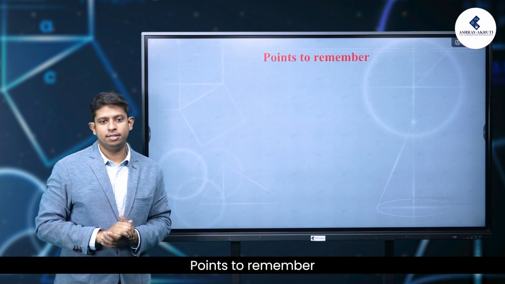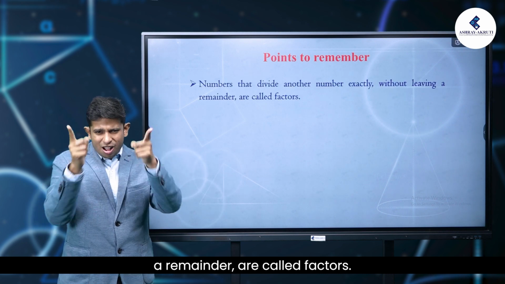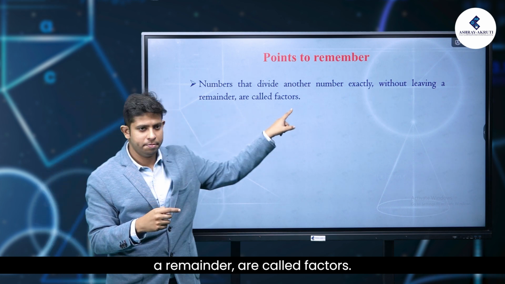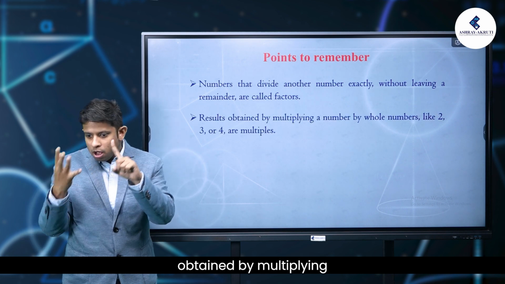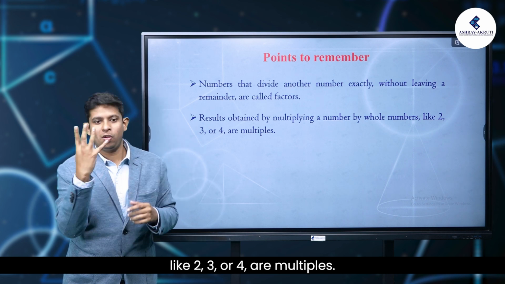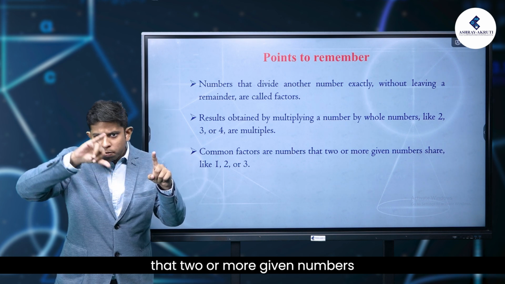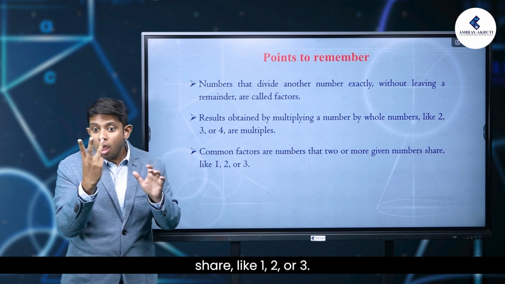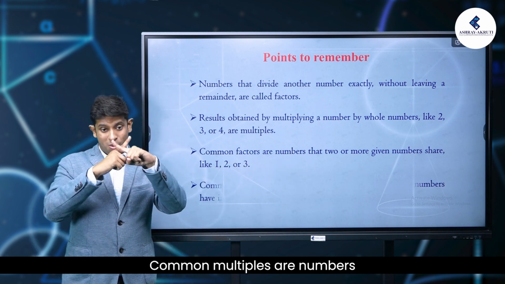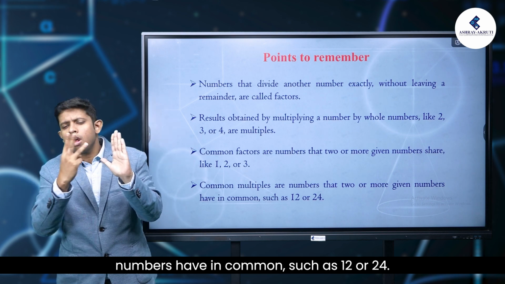Points to remember. Numbers that divide another number exactly without leaving a remainder are called factors. Results obtained by multiplying a number by whole numbers like 2, 3 or 4 are multiples. Common factors are numbers that two or more given numbers share like 1, 2 or 3. Common multiples are numbers that two or more given numbers have in common, such as 12 or 24.